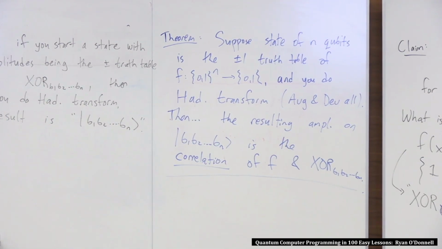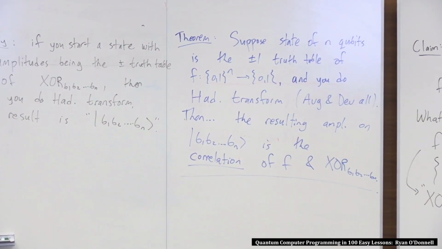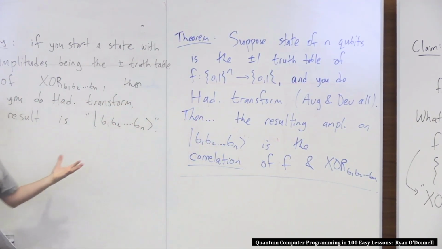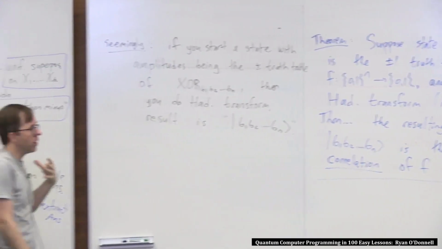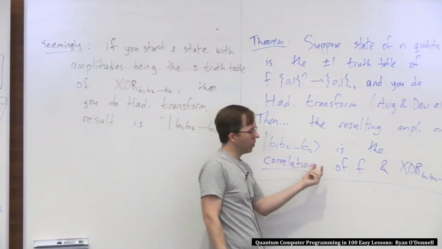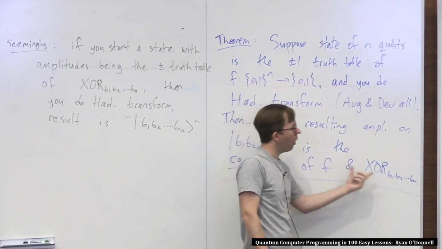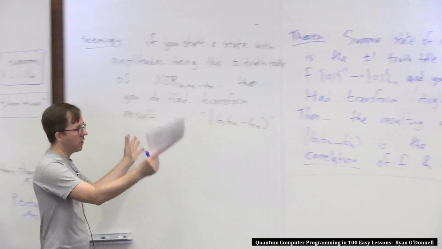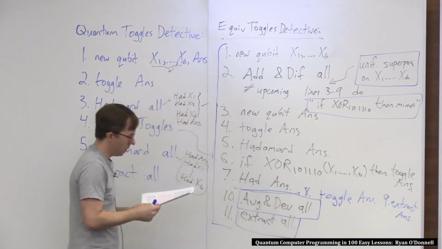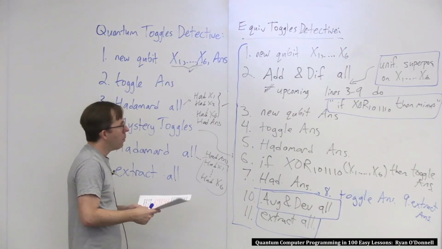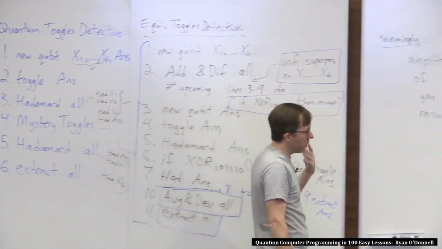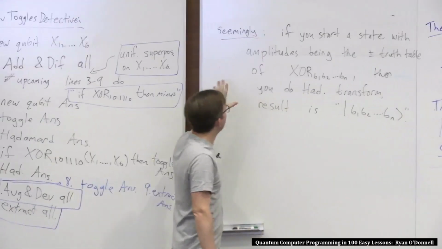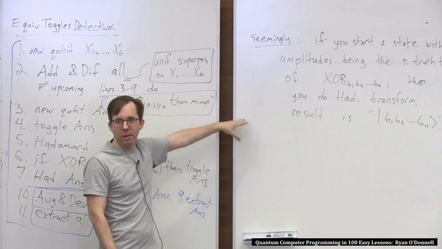So that's the theorem statement. You load in the f's truth table, do the Hadamard transform, then you get 2 to the n numbers, all the new amplitudes. And those 2 to the n numbers encode the correlation, which I'll define in a second, of the function f with all the 2 to the n different bitmasked XOR functions. All those correlations are like the new amplitudes. But if you take an intuitive meaning of what correlation means, this should resolve this seemingly in your mind.